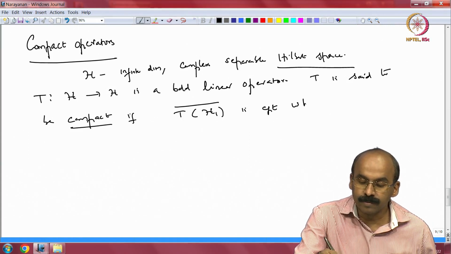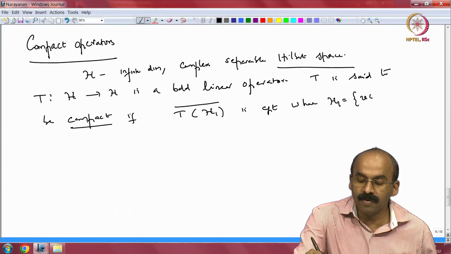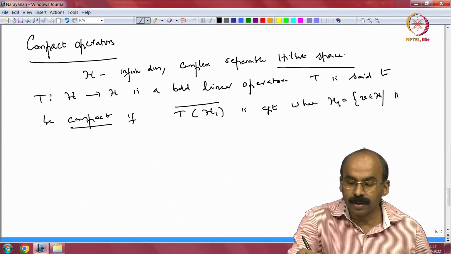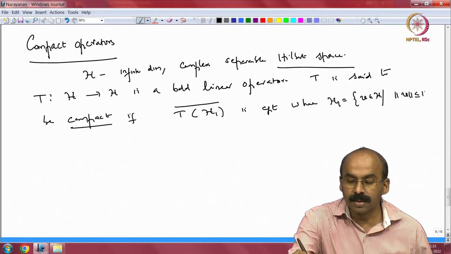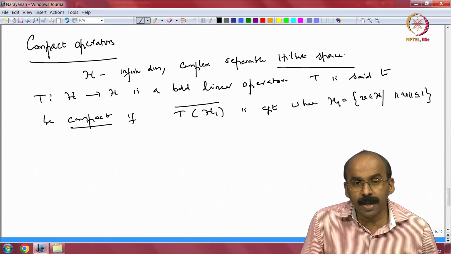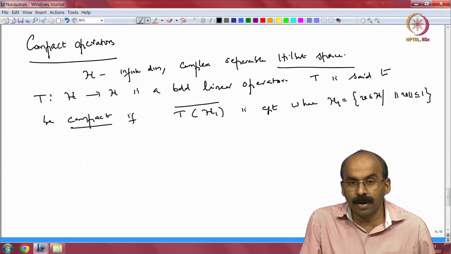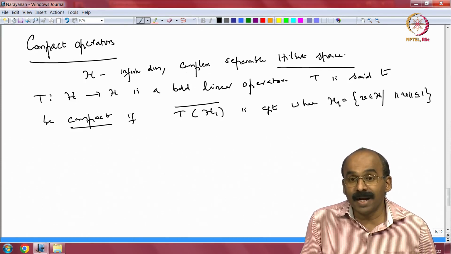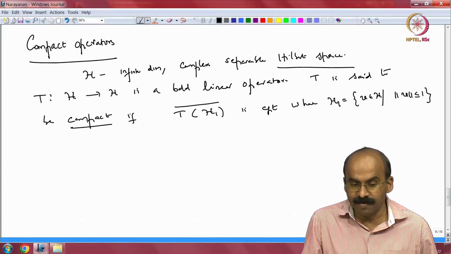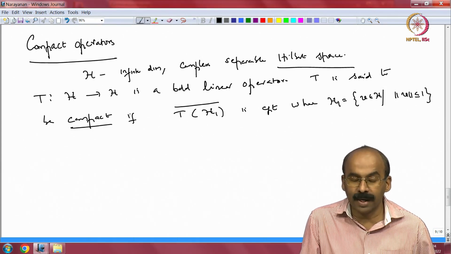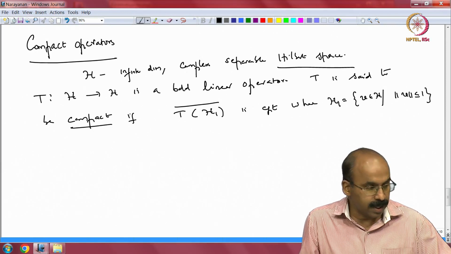where H1 is all those vectors v in H whose norm is less than or equal to 1, right. So, norm v is less than or equal to 1. Okay. So, you look at the image. It is a bounded set because it is a bounded linear operator. Take the closure and you want it to be a compact set in the Hilbert space. Remember, these are infinite dimensional. So, closed and bounded need not imply compact, right.